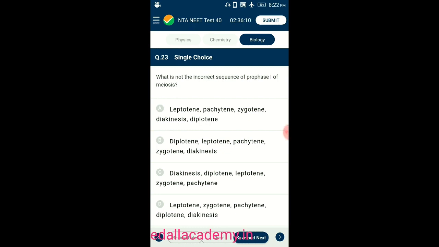So the answer for this question is option D, which is not the incorrect sequence. Leptotene, zygotene, pachytene, diplotene, diakinesis. So the correct option is D.